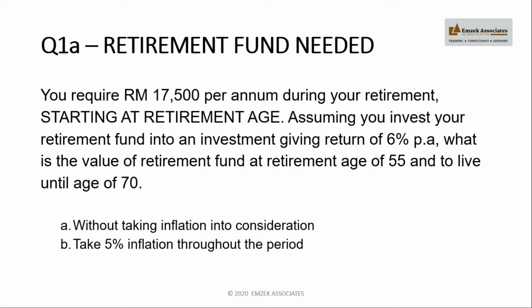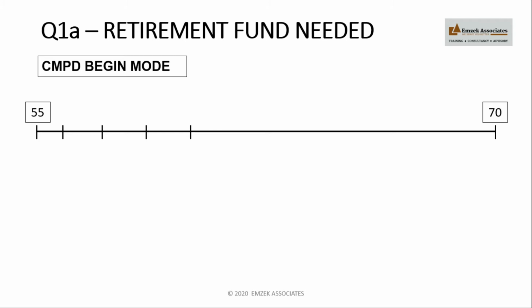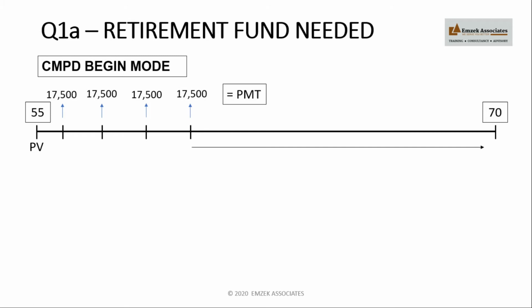Now the retirement fund that we need during the retirement period. For example, the retirement age 55 until age 70. We need to spend 17,500 per annum every year, starting at retirement age, meaning that in the calculation we will use begin mode. Now we need to find the present value, the PV, and we use CMPD begin mode. The 17,500 becomes PMT, and the period N is 15.